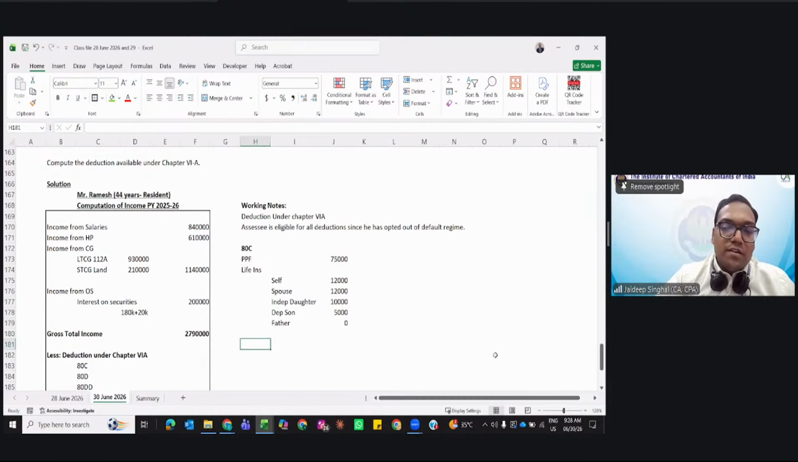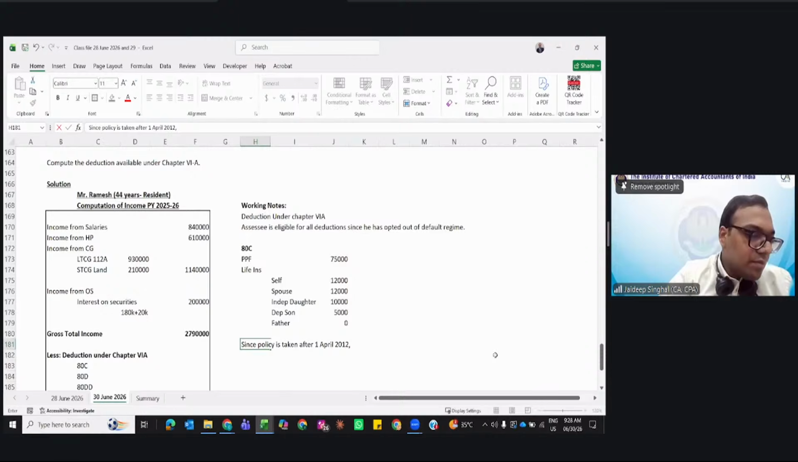So you can write here: since policy is taken after 1st April 2012, maximum permissible deduction is 10% of 1,20,000.